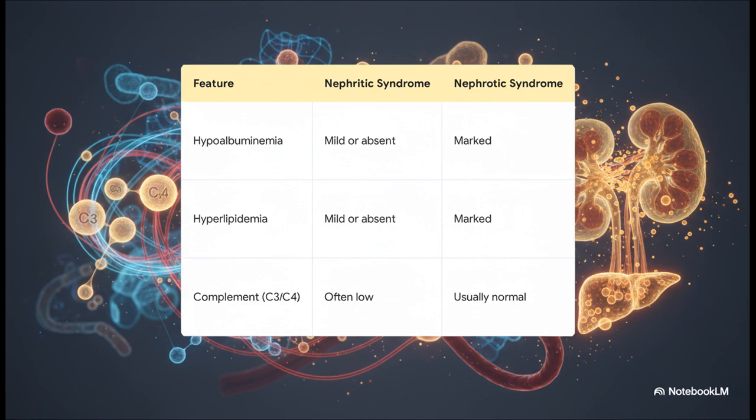However, nephritic patients often show low complement levels, specifically C3 and C4, especially in conditions like post-strep glomerulonephritis or lupus nephritis. Why? Because their immune system is actively burning through these proteins during the inflammation. Nephrotic complement levels, on the other hand, usually stay totally normal.